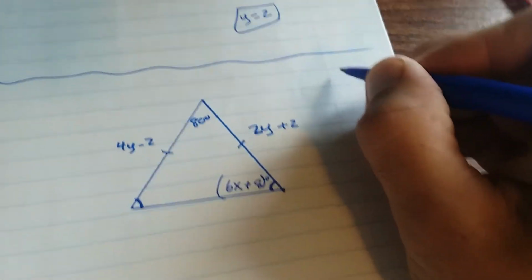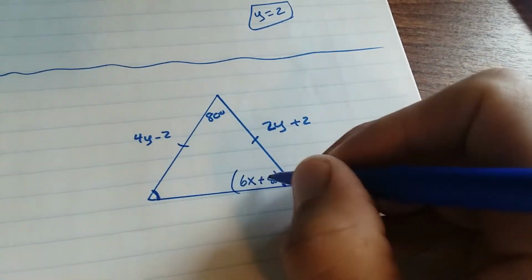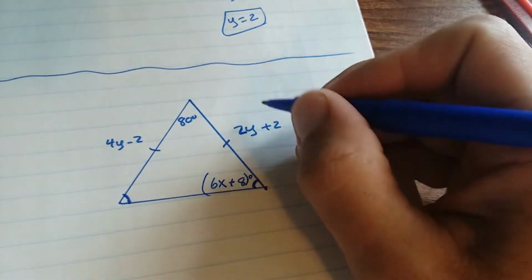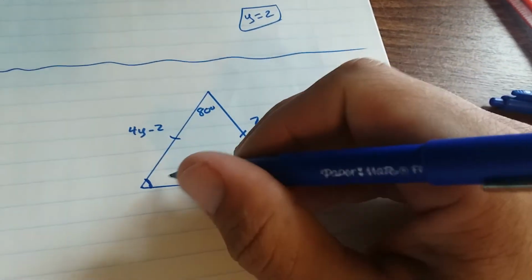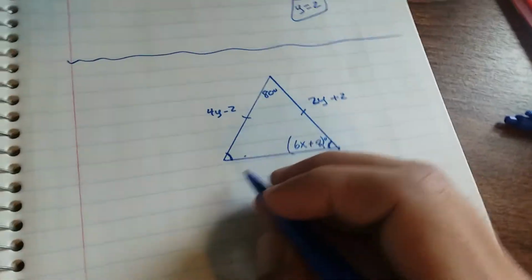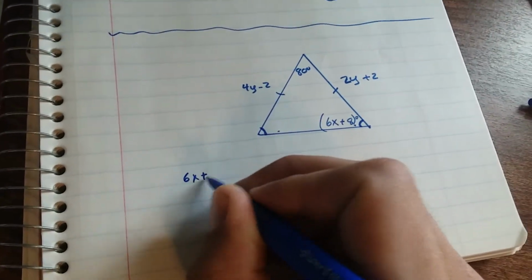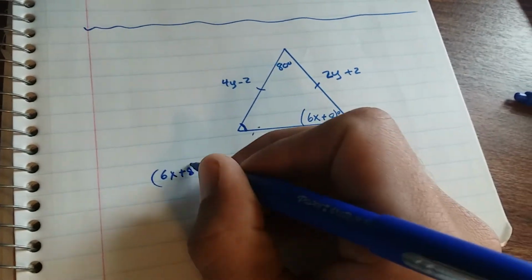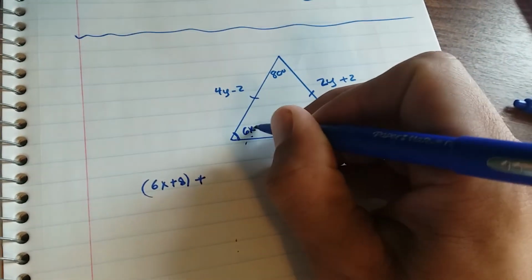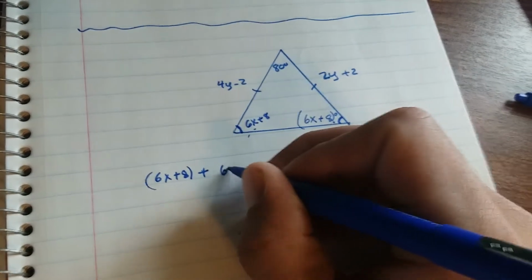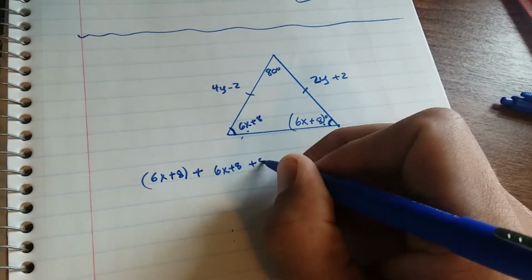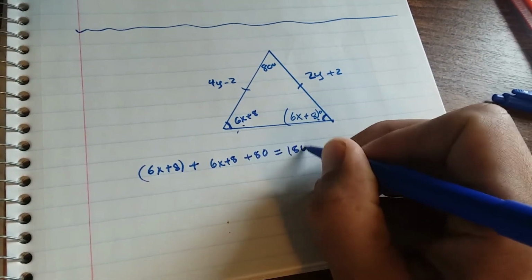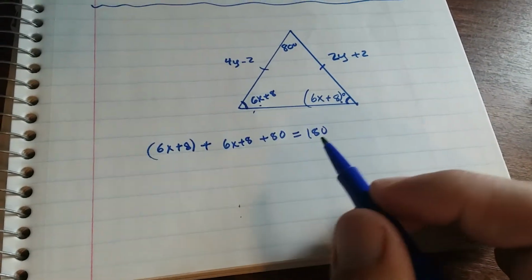Remember that, so that means that this angle plus this angle plus this angle must equal 180. So we could write 6x plus 8. This has to be the same. So this angle here is 6x plus 8, plus 80 equals 180. Okay, combine your like terms.